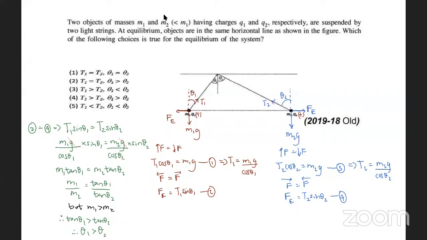Excuse me, sir. Tan theta 2 divided by tan theta 1, it should be, no? Yes, thank you for clarifying that. Should be tan theta 2 here and tan theta 1 here. Therefore, it should be the other way around. Theta 2 must be bigger than theta 1.